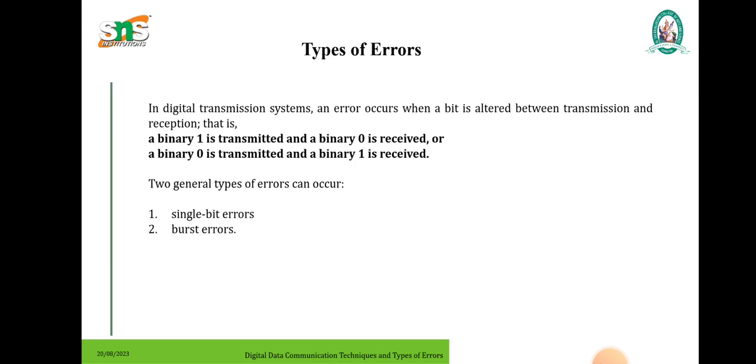The types of errors. There are various types of errors. In a digital transmission system, an error occurs when a bit is altered between transmission and reception. For example, when a binary 1 is transmitted and a binary 0 is received, or when we transmit 0 and the receiver end receives 1, it is called an error. There are two common types of error: single bit error and burst error.